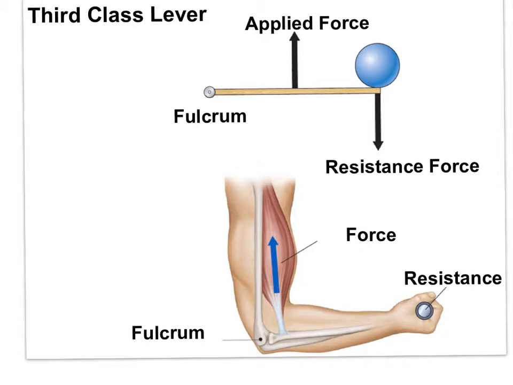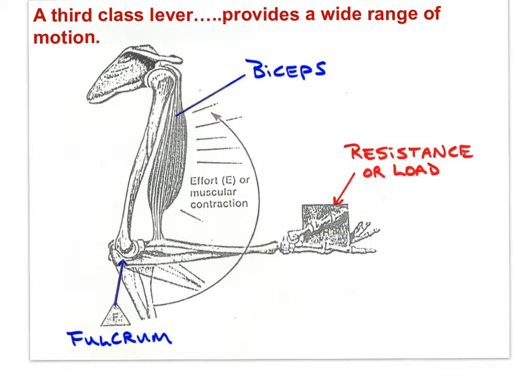Now, don't worry about the names of bones now. I'm just layering in some vocabulary to be seen later in the movie. Here is a nice image of the forearm of a mammal. It's a third-class lever because the fulcrum is here, the applied force, the contraction of the biceps, is here, and the resistance force, or load, is here.